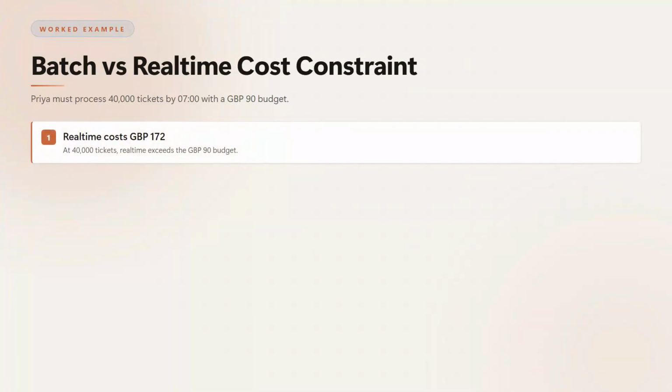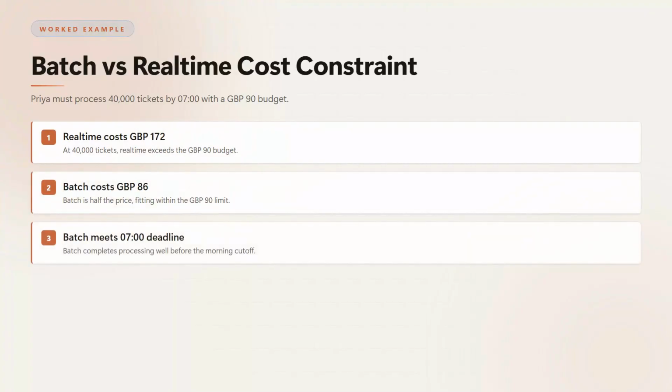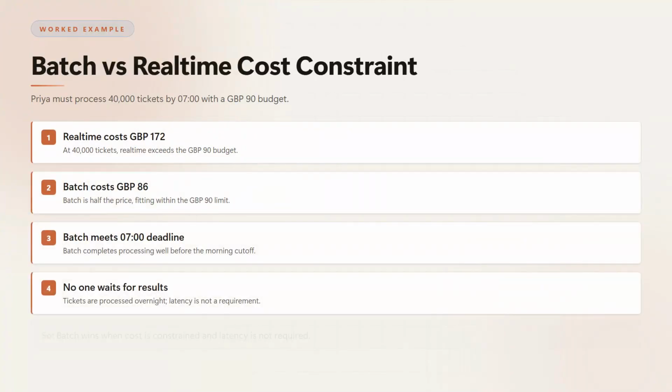Priya needs to process 40,000 tickets by 7 a.m., but she only has £90. Real-time processing would cost £172, way over budget. Batch, on the other hand, costs just £86, which is half the price and fits perfectly. Plus, batch can finish well before the deadline. The key factor here is that nobody is sitting around waiting for these results, they're processed overnight. So, with no latency requirement and a tight budget, batch is the clear choice.